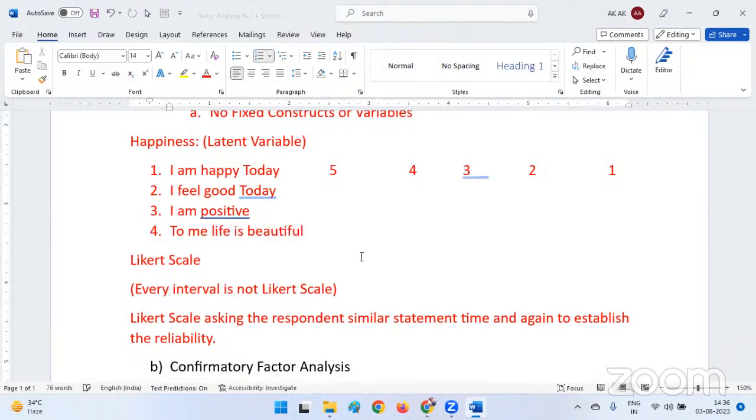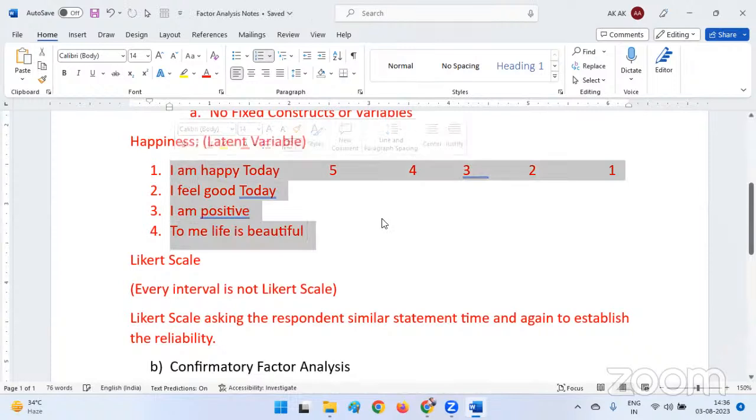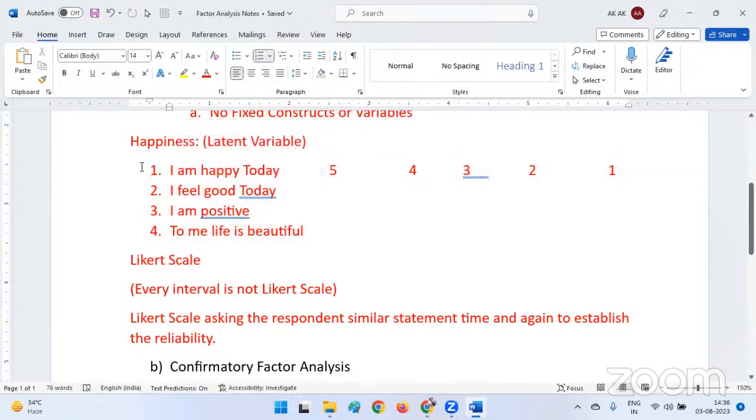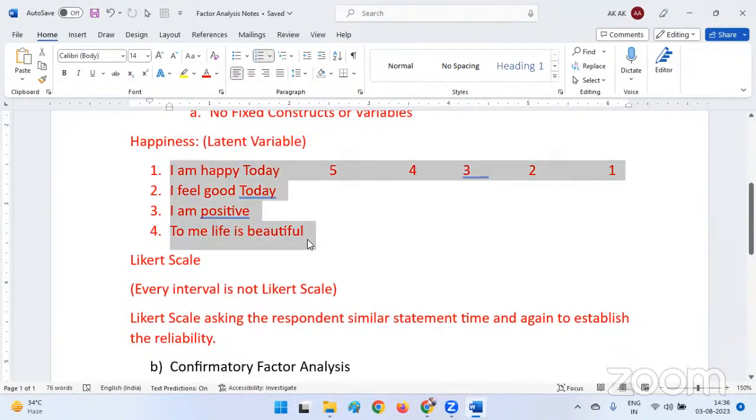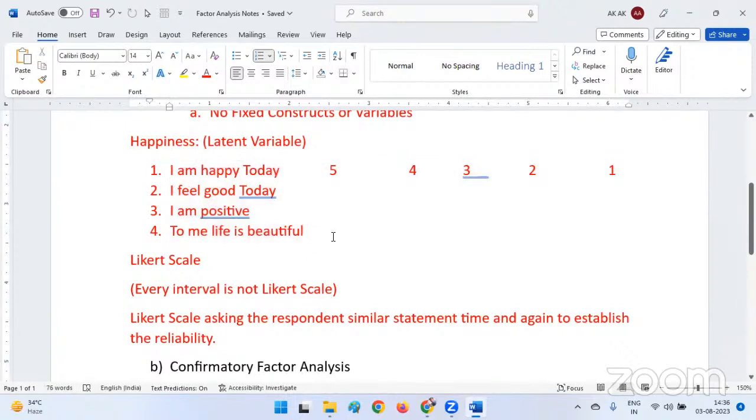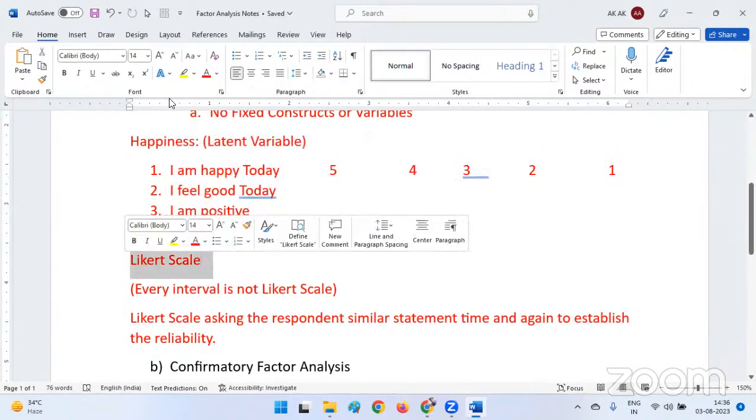So if a person is happy, he'll be very positive. He'll be talking good about life. So if there is a correlation among all these statements, it means that my statements are correct. I am able to measure correctly, isn't it?